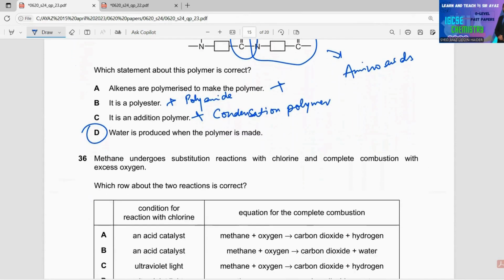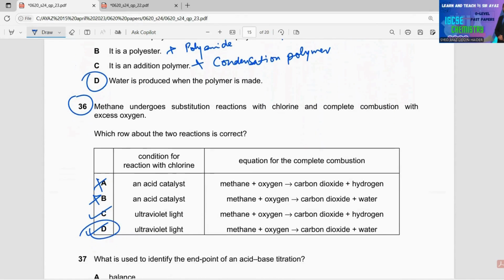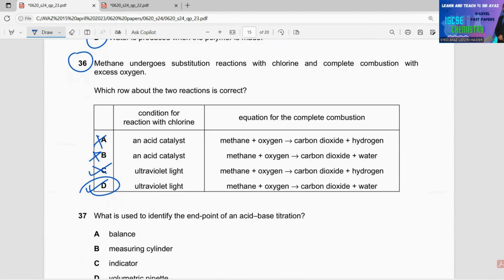Moving to the next MCQ. Methane undergoes substitution reactions with chlorine and complete combustion with excess oxygen. Which row above the two reactions is correct? Now, the condition for reaction with chlorine must be ultraviolet light. So either C is correct or D is correct. Both A and B are incorrect. What about the equation for the complete combustion? In complete combustion, methane is reacted with oxygen and the products are carbon dioxide and water. So D must be the right answer in this case. Other choices are incorrect.